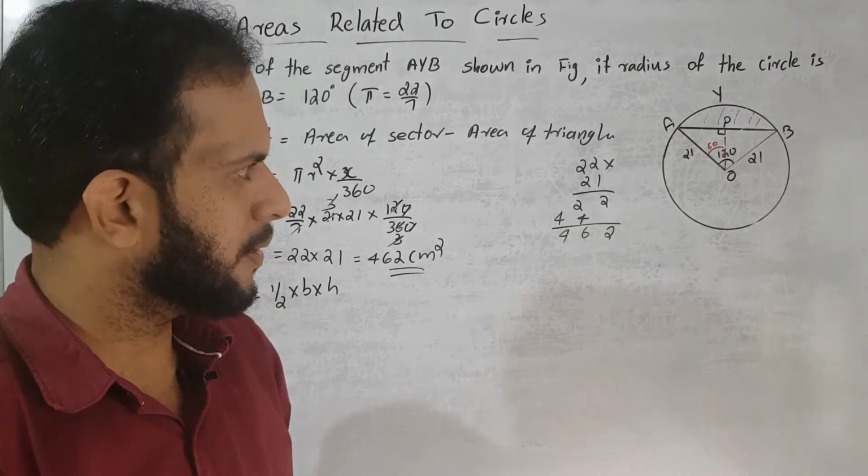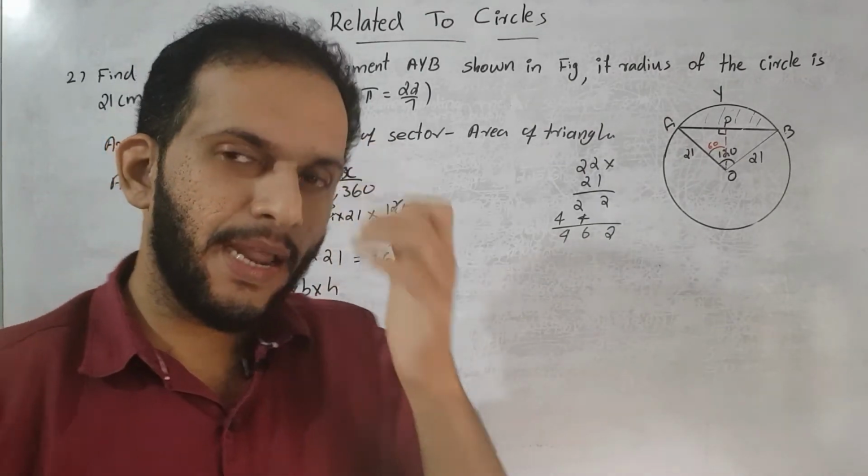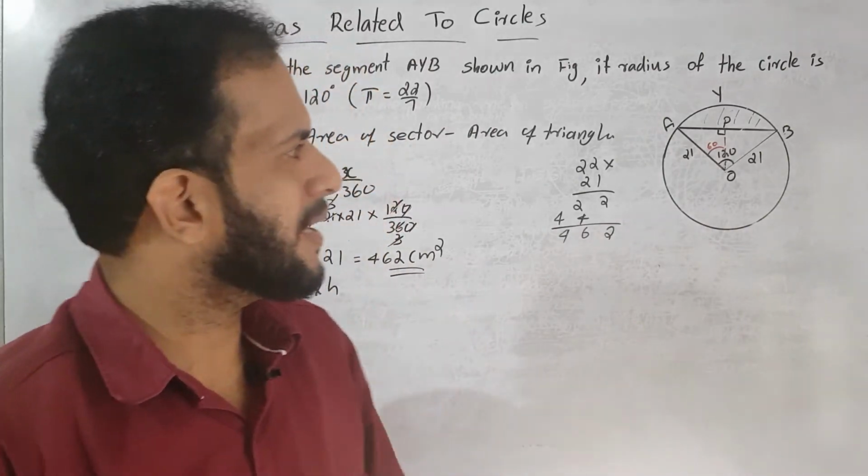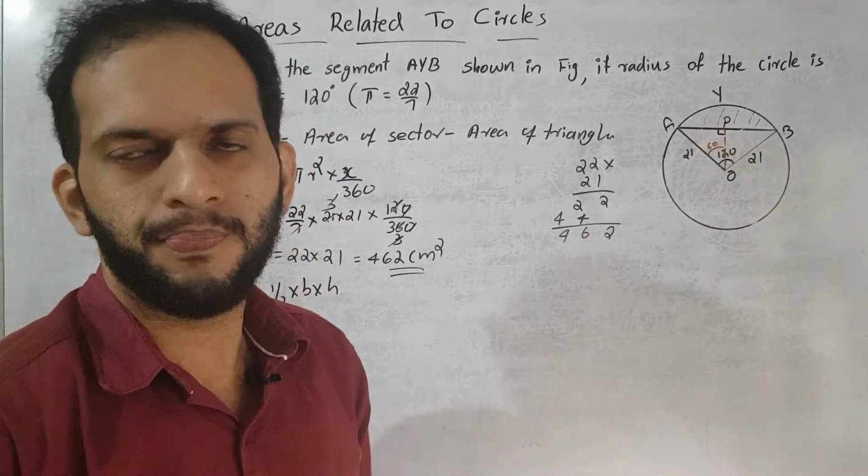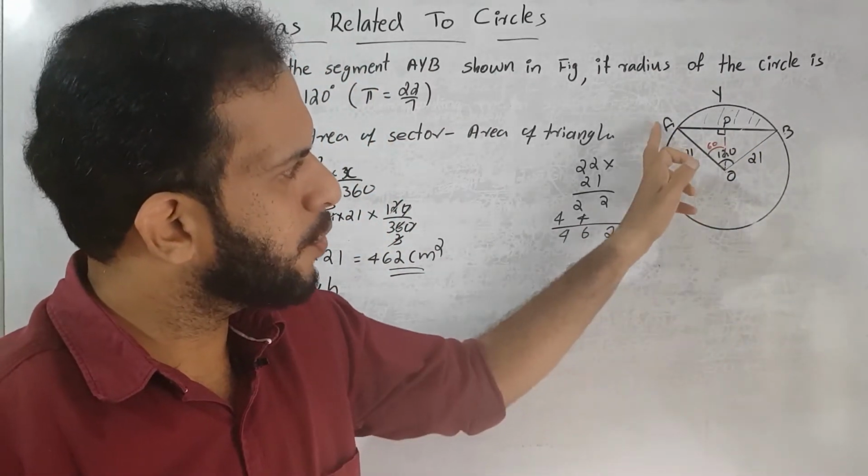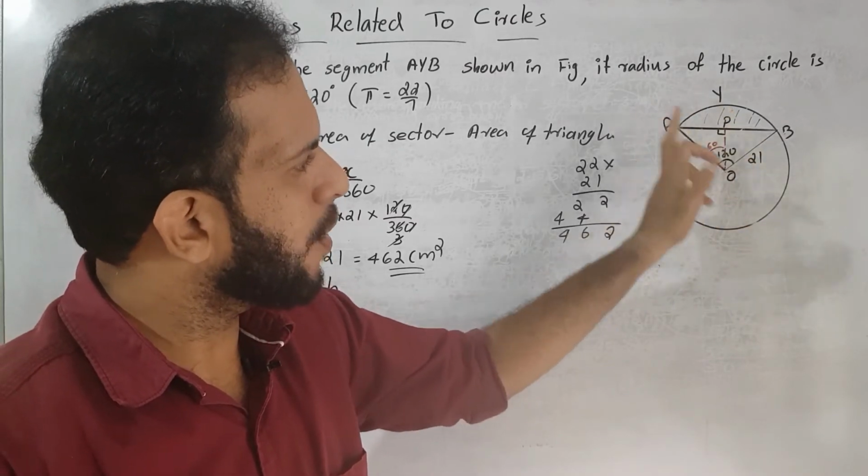Then how is it possible? Here we use the idea of trigonometry for finding AP and OP. For that, here we use the right triangle OPA or OPB.